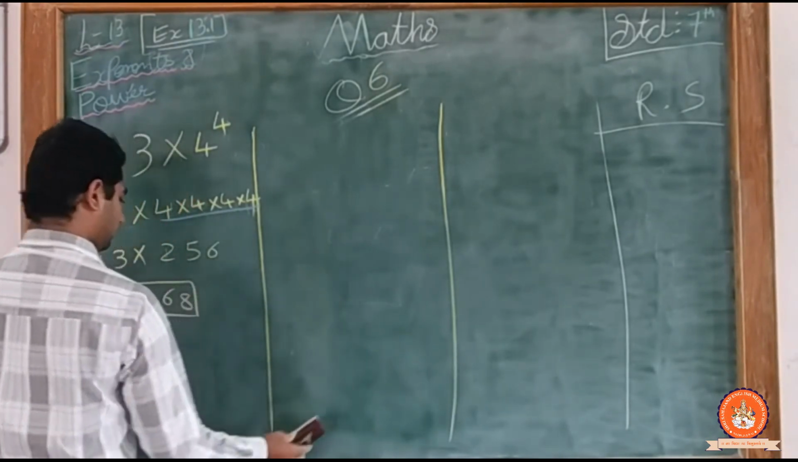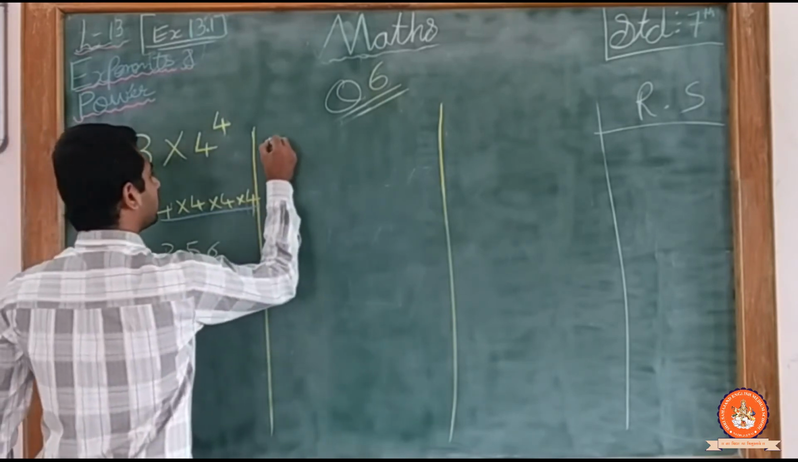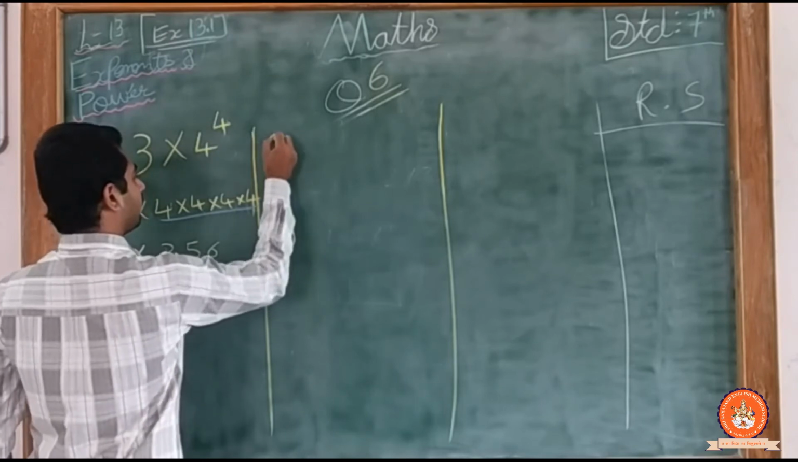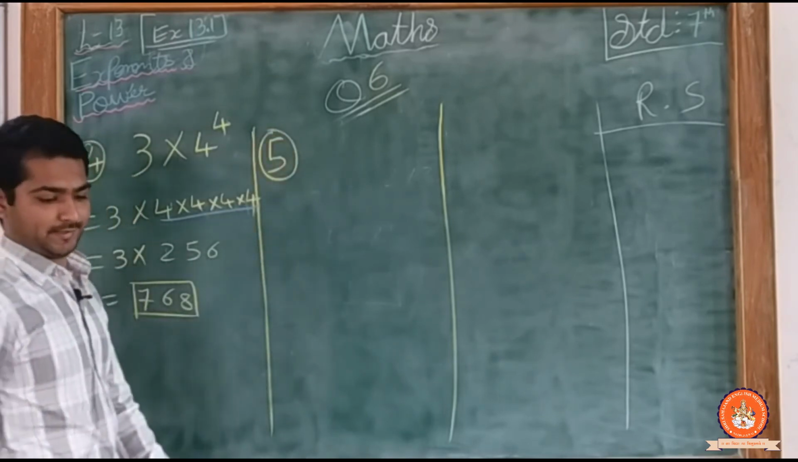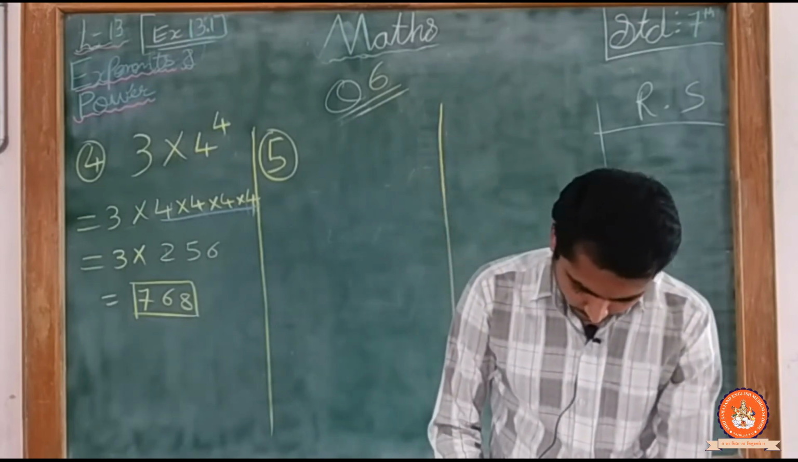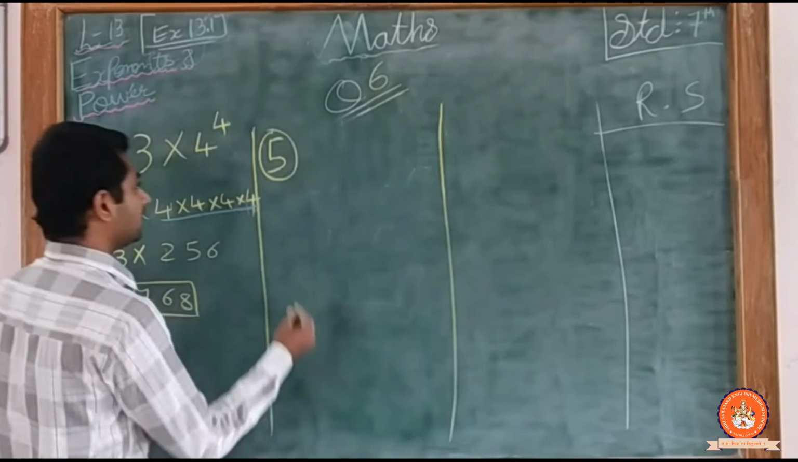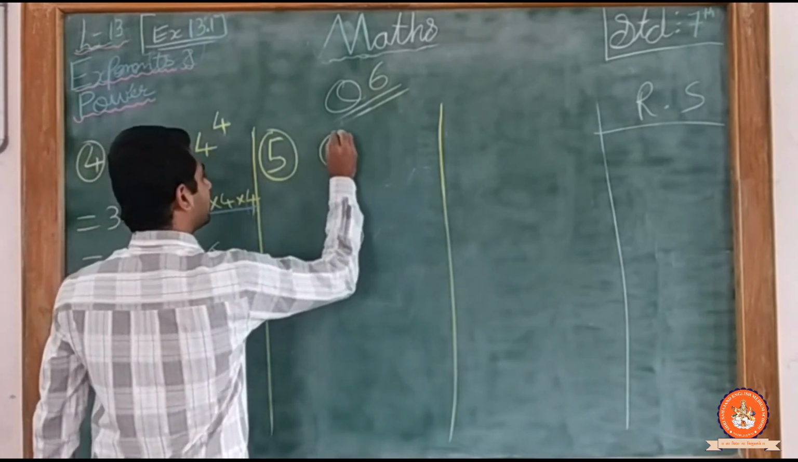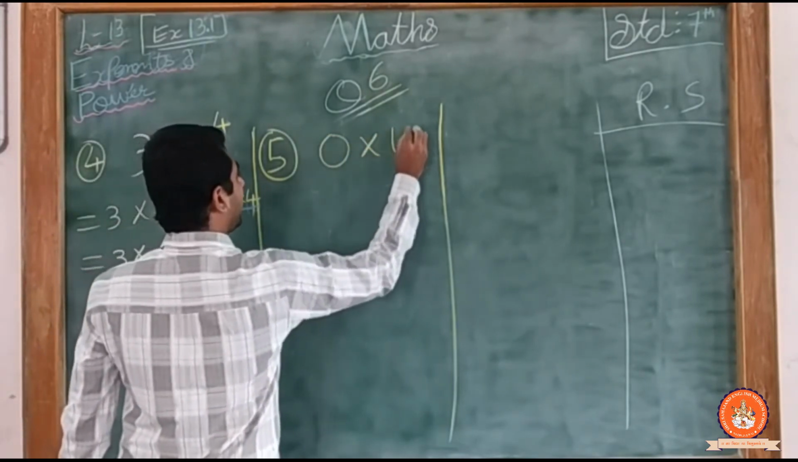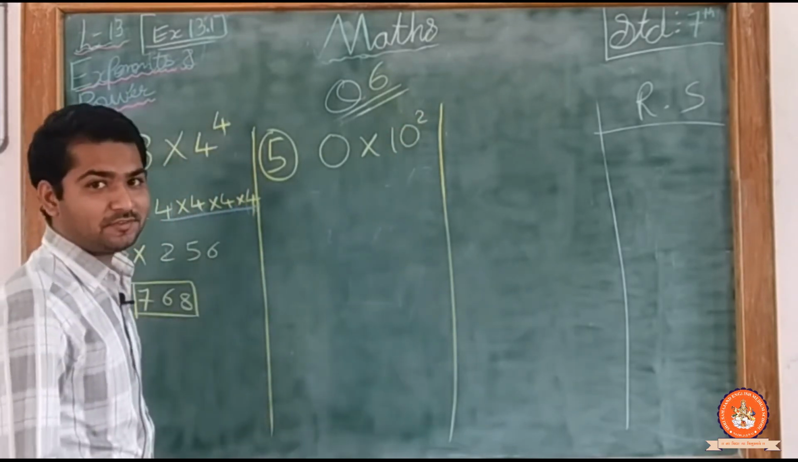Now number 5. What is number 5? So number 5 is 0 into 10 raised to 2. Yes, it's a good question. When is 0 multiplied by 10 raised to 2? So let's solve this sum.